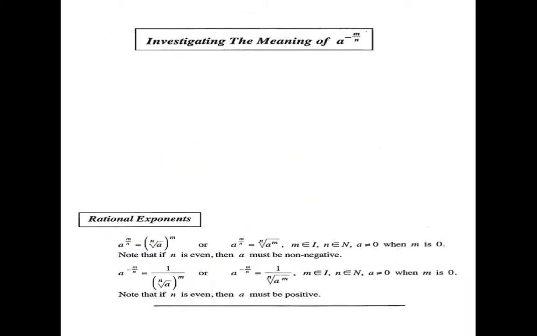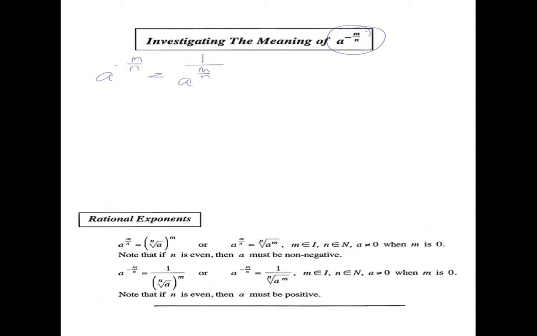Now we have the reverse. We're going to add a negative component to this. And from what we learned in the last lesson, whenever we have a negative exponent, we can just take it and flip it. So if we have, for instance, a to the negative m/n, it's basically going to be the same as 1 over a to the m/n power.